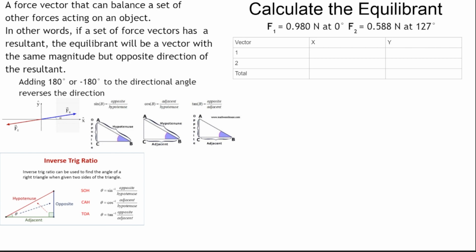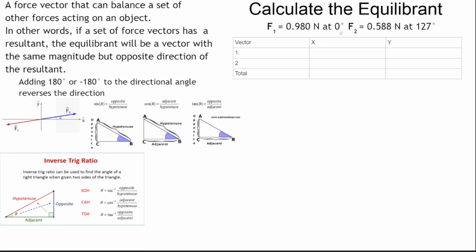So we have our first problem here, and we have to calculate the equilibrant. We have our vector 1, which is 0.980 newtons at 0 degrees, so straight directly east, and vector 2, which is 0.588 newtons at 127 degrees. These are counting from 0 to 360. And okay, we can begin.